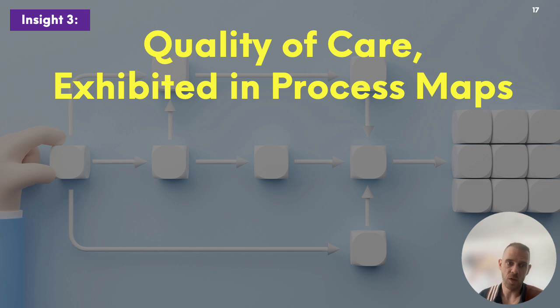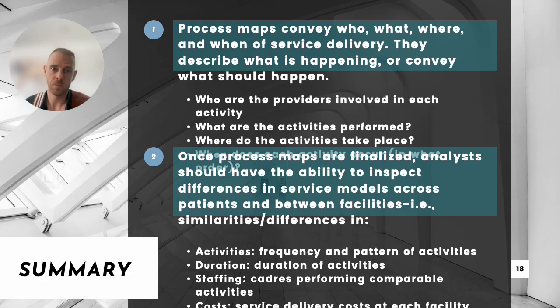So let's move on to our third insight area, which has to do with quality of care, and in particular looking at quality of care as exhibited in process maps. So as a reminder for those who aren't familiar, process maps convey who, what, where, and when service delivery occurs.